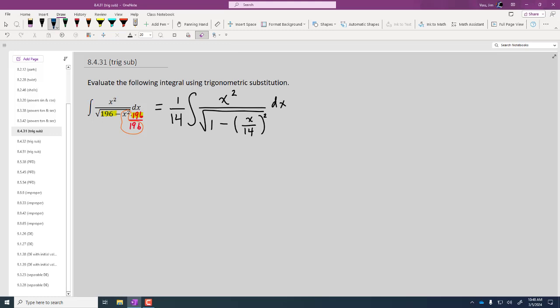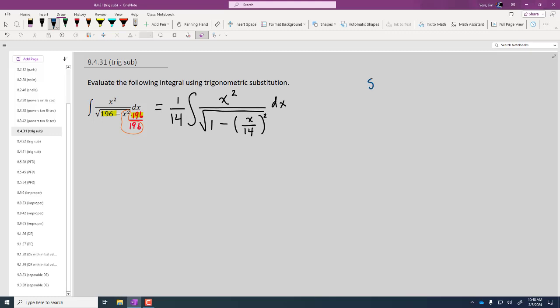So trig sub, there's three substitutions: sine, secant, or tangent. We know it's not tangent. Tangent's the plus, T looks like a plus. So it's either sine or secant. This one is going to be sine. When we have a difference of squares with a leading one, we use sine, because we know that 1 minus sine squared is cosine squared. That's the whole point. 1 minus secant squared is not an identity. 1 minus sine squared is an identity.